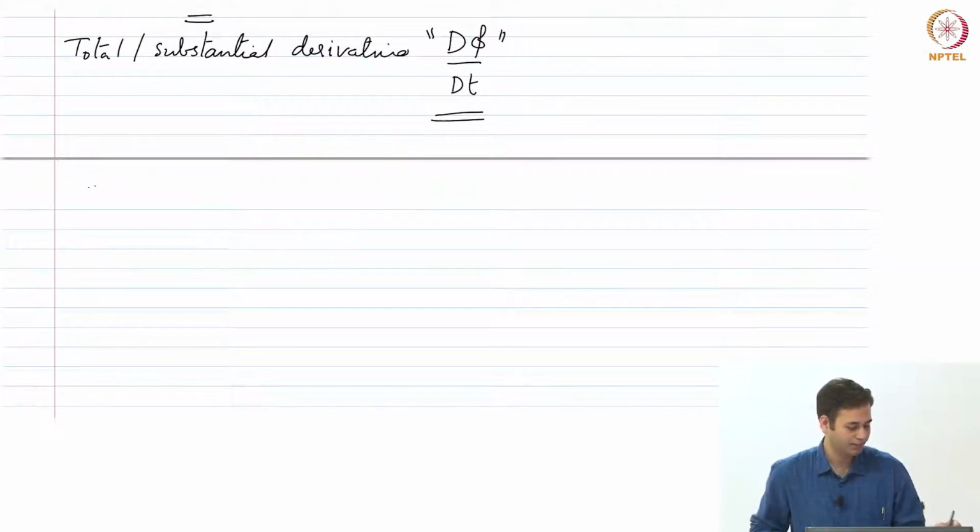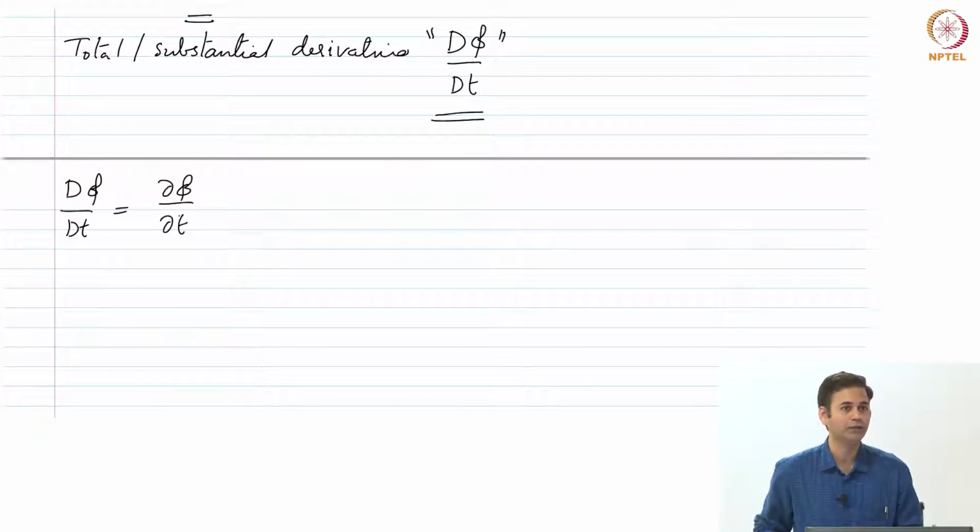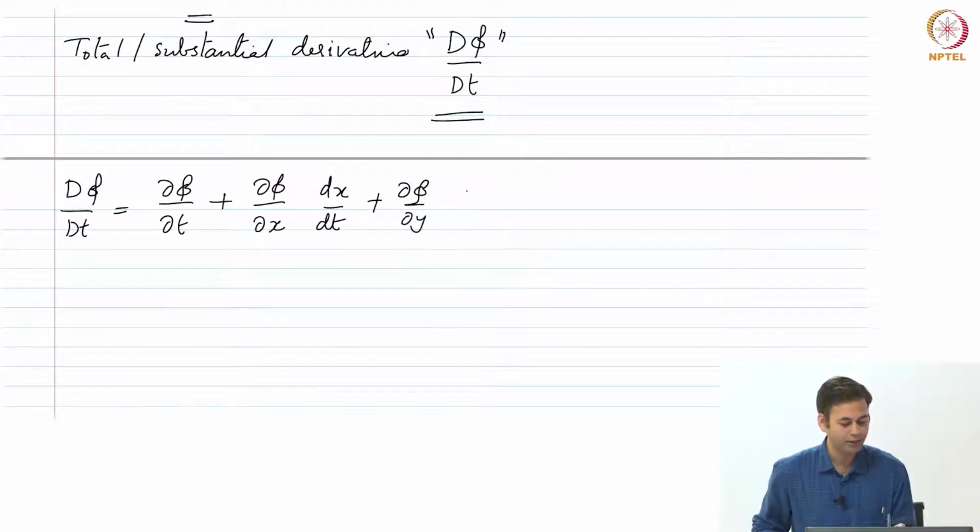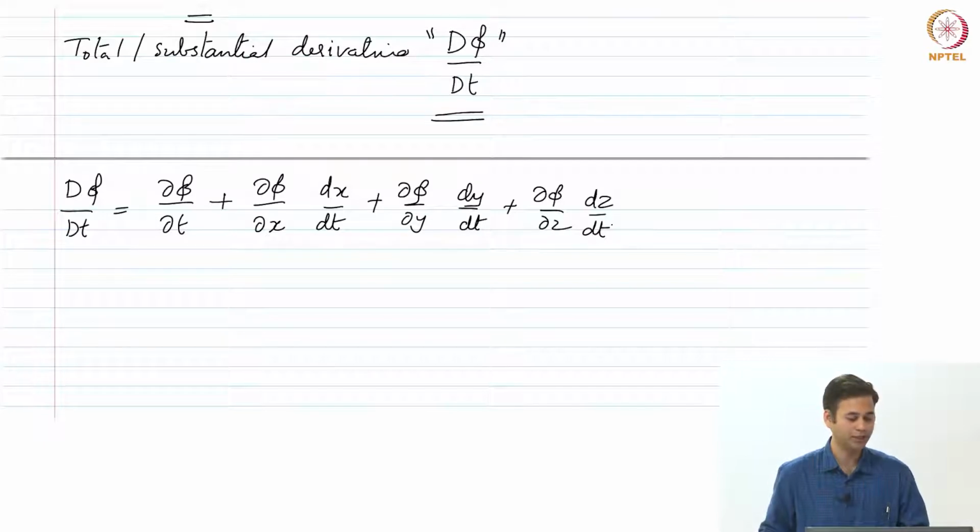Because it is a function of both space and time, what would the substantial derivative D phi Dt be? It will be the rate of change with respect to time, partial phi partial t, plus, if you apply the chain rule, partial phi partial x times dx dt, plus partial phi partial y times dy dt, plus partial phi partial z times dz dt. This is what we have for the substantial derivative.